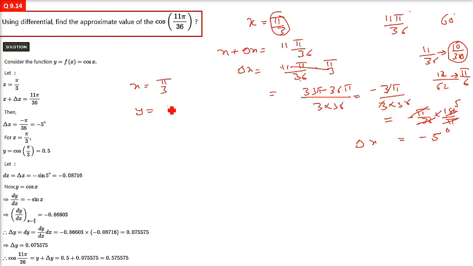Now x is pi by 3. What is the value of y at this value? So cos pi by 3. Cos pi by 3 is what? It is half. If you multiply it by 180 by pi, you will know it. It is 60 degree. So we have half, 0.5.